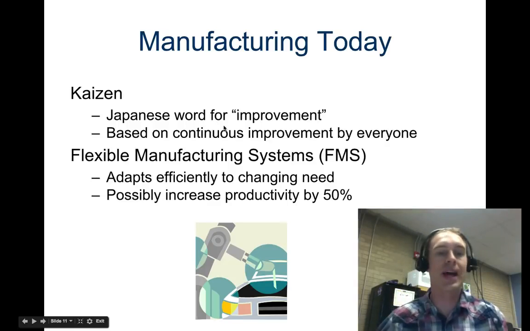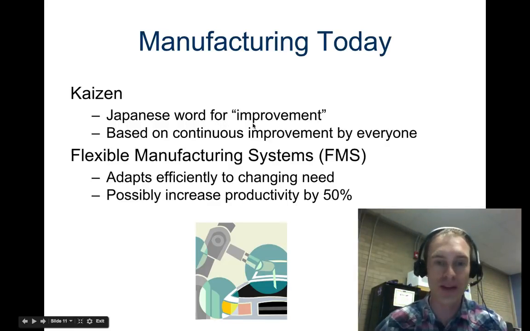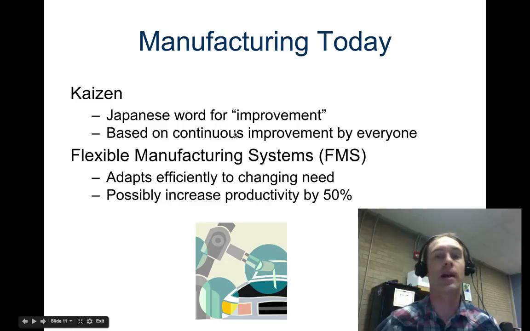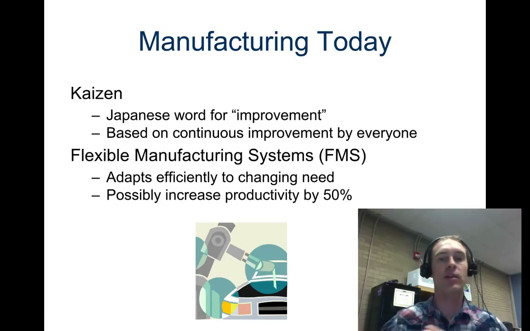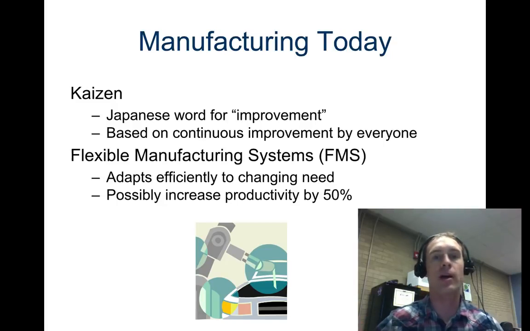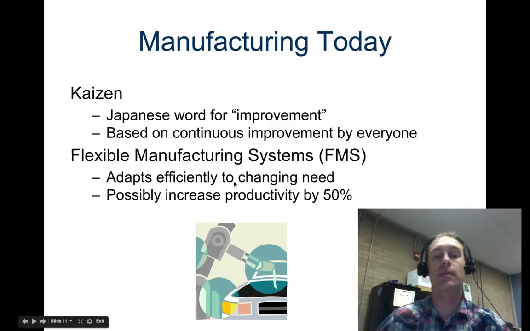So back to the word Kaizen, it means improvement, and it is based on continuous improvement by all pieces, from cleanup crews to the head executives. That everyone is looking at how can we improve, how can we make our job more efficient, make it better. That is Kaizen. And a flexible manufacturing system is something that adapts to a changing need.